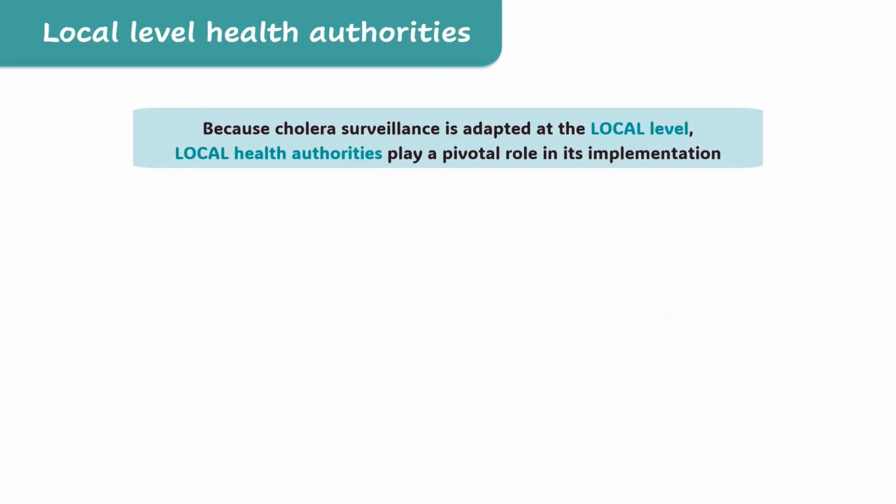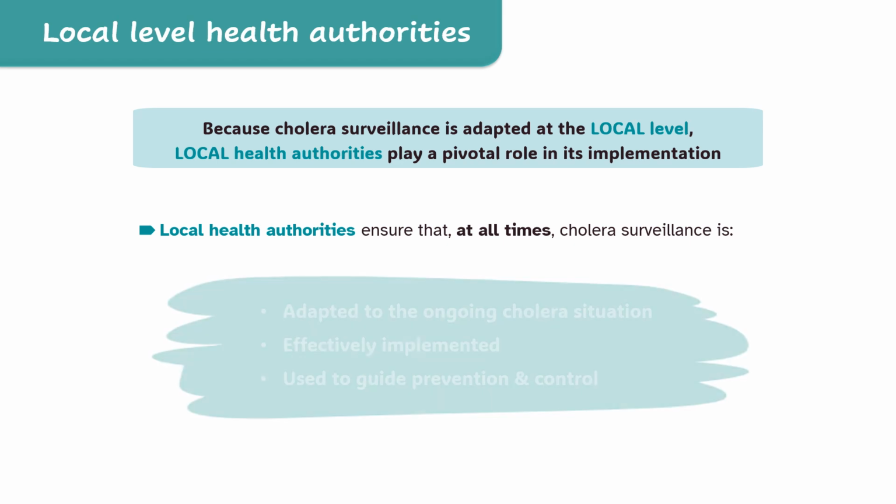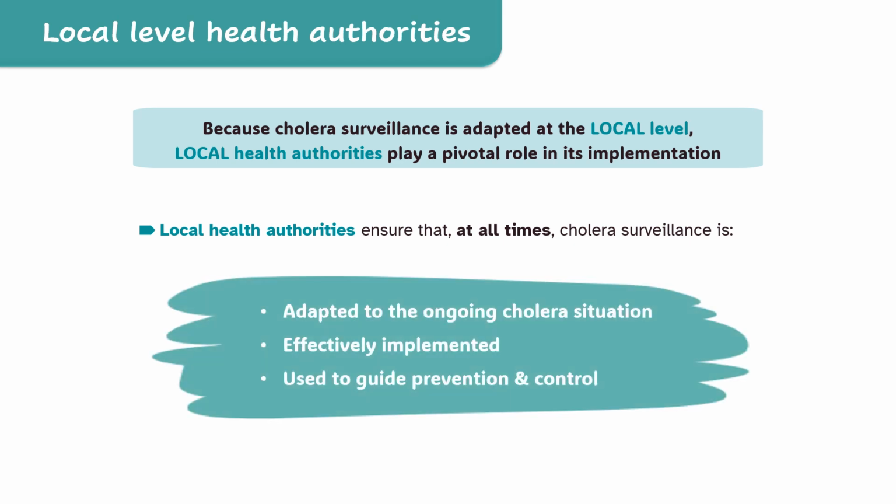Because cholera surveillance is continuously adapted to the ongoing cholera situation at the local level of surveillance units, local health authorities play a pivotal role to coordinate the implementation of adaptive surveillance. Local health authorities ensure that at all times, in all surveillance units they are responsible for, surveillance is adapted to the ongoing cholera situation, effectively implemented in accordance with applicable surveillance strategies, and continuously used to guide public health measures to prevent and control cholera.